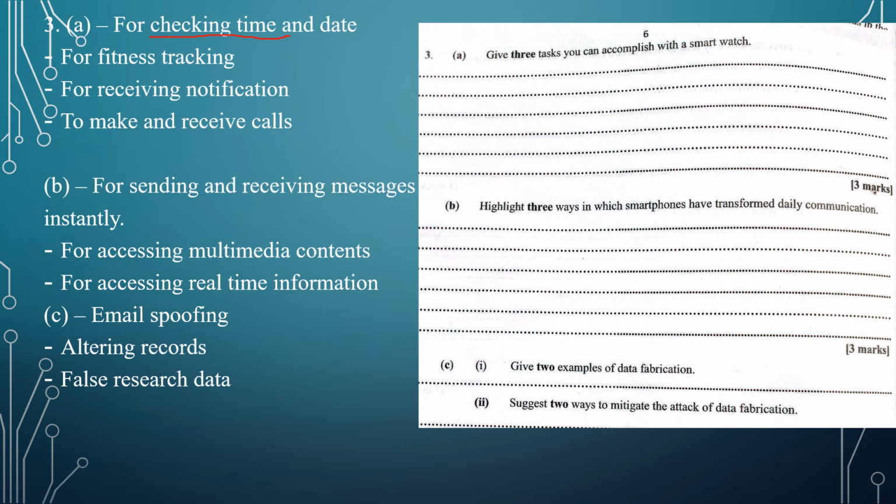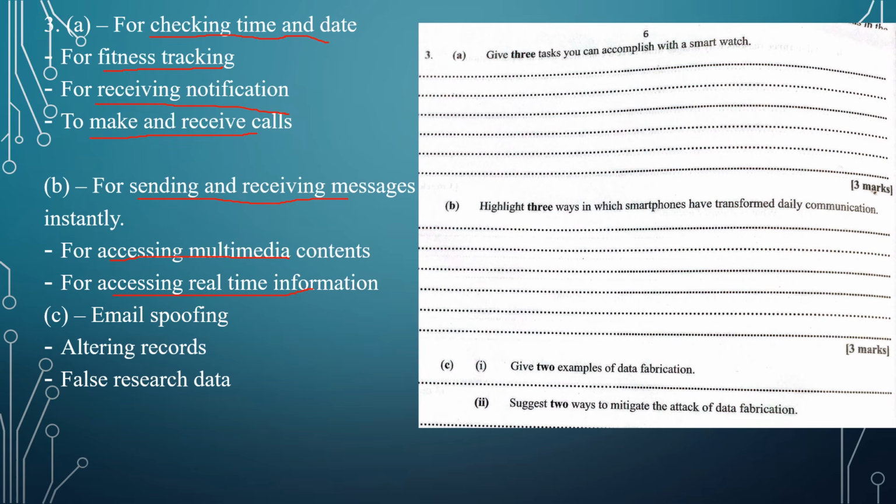You can use it for checking your date and time. You can use it for fitness tracking, for receiving notifications, and in some instances to make and receive calls. B, we have to highlight 3 ways in which smartphones have transformed our daily communication. They are used for sending and receiving messages, for accessing multimedia content, for accessing real-time information.